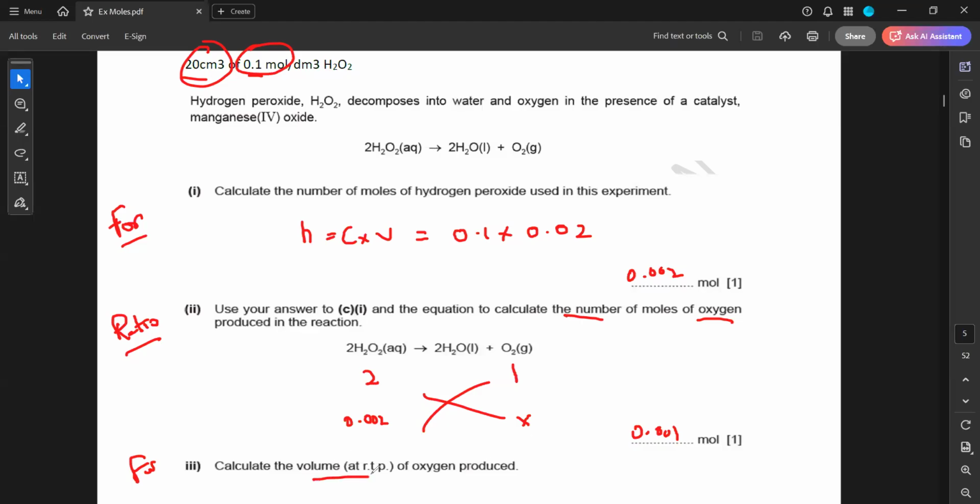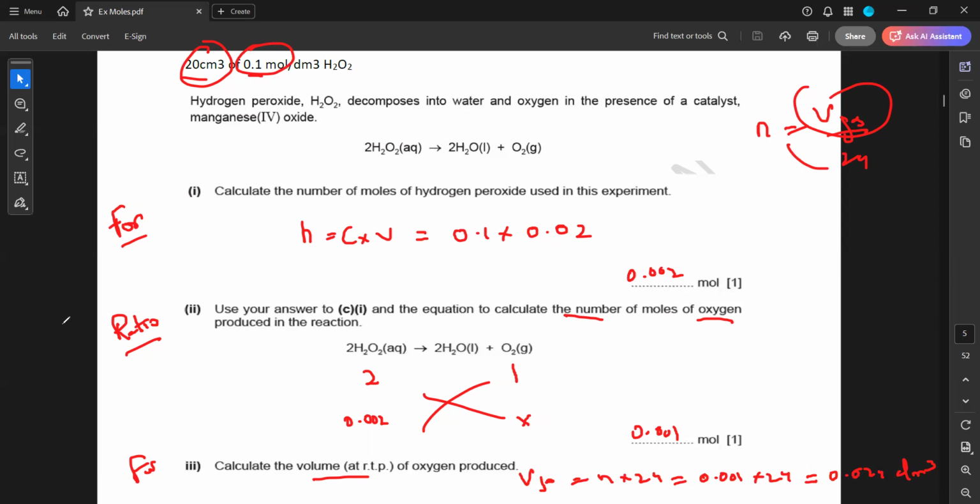Then we need the volume of the gas. Whenever you need the volume of a gas, the formula is moles equal volume of the gas divided by 24. So if I need the volume of the gas, it is moles multiplied by 24. Moles are 0.001 multiplied by 24, so we get 0.024 dm³. That's the volume of the oxygen which will be produced by this amount of hydrogen peroxide.